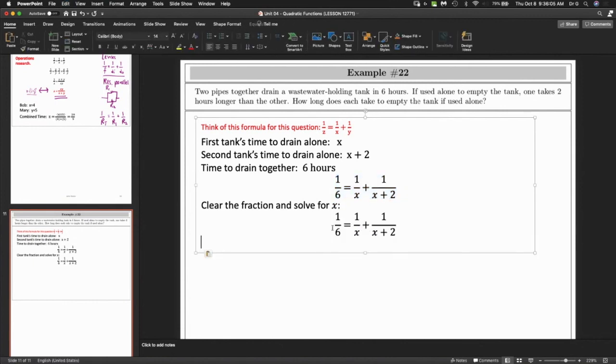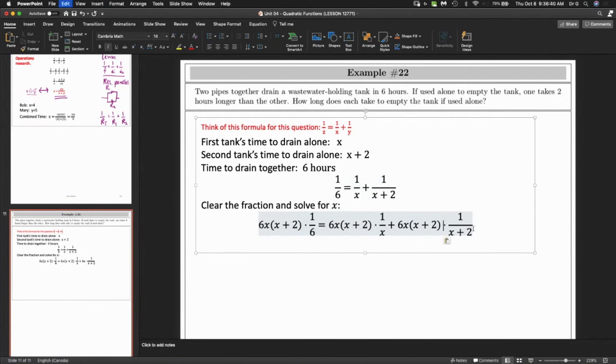Let's do that here. What could we multiply this equation by? Well, I don't want a 6. So I can multiply everybody by 6, and that would get rid of the 6 here, but I need to get rid of the x as well. So maybe I should multiply everybody by 6x. Now that gets rid of the x and the 6, but it doesn't get rid of the x plus 2. So maybe I should include x plus 2. And that is exactly what you multiply by.